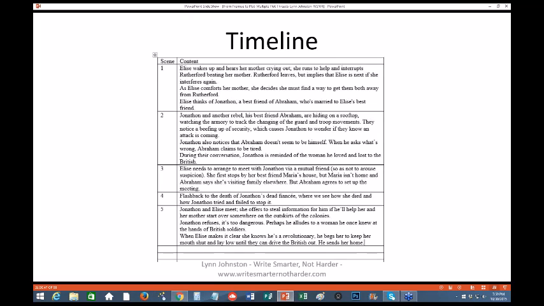The flashback, I would probably put it in before Jonathan meets Elise. I'm not a big fan of flashbacks personally, but if it fits for the novel, if it fits for the story, I would just try and keep it short and vivid and just stick it in there right before Jonathan and Elise meet. So you can see I came up with these scenes in a different order than I put them in the timeline.